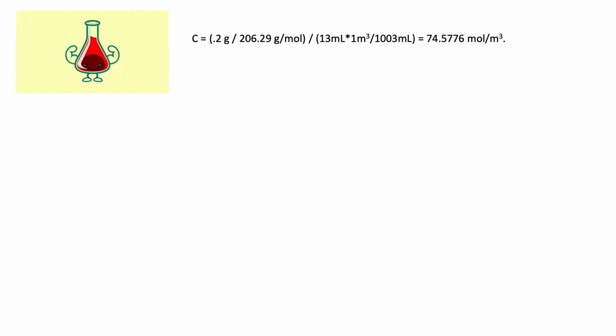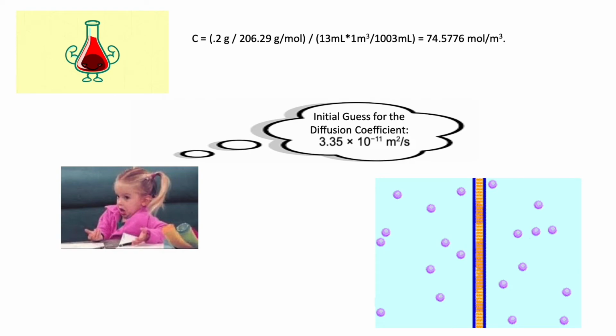For a 200 milligram tablet of ibuprofen, the concentration in 13 milliliters of intestinal fluid can be determined using the molecular weight of ibuprofen with the following calculation. Then, we were able to use an initial guess for the diffusion coefficient at around 3.4 times 10 to the negative 11th meters squared per second, which is a diffusion coefficient found for ibuprofen and silicone oil. Since the cell membrane is a lipid membrane, we hypothesized that it would be a relatively accurate representation of the diffusion coefficient of ibuprofen across the lipid bilayer of the enterocyte cell.